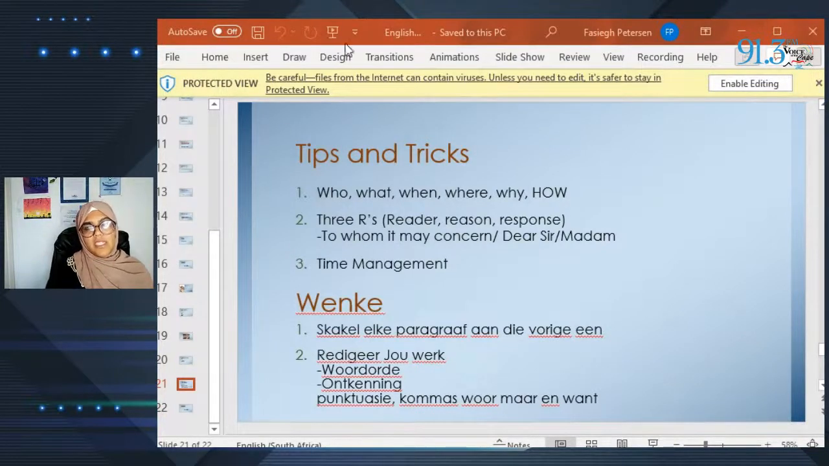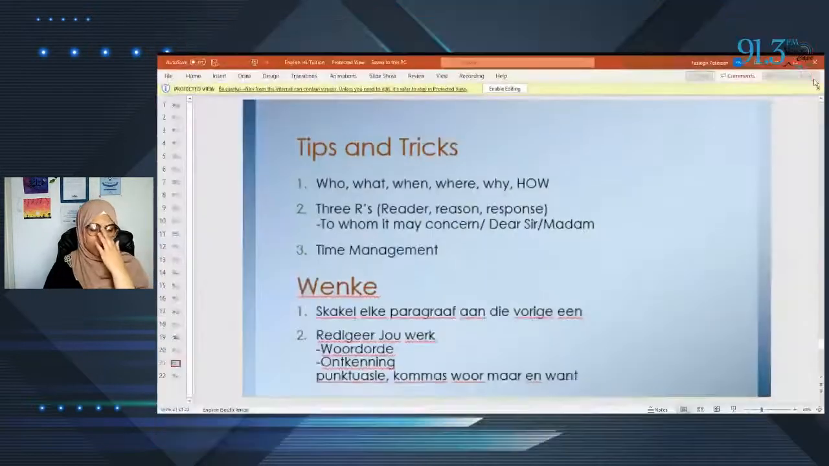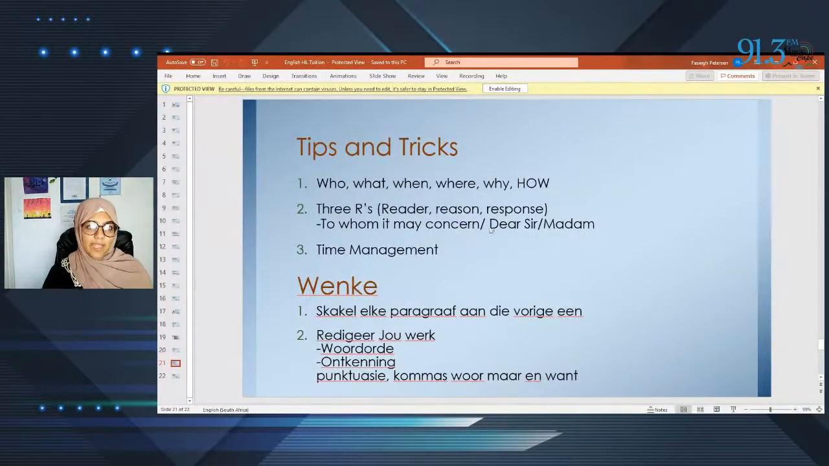So this happens because when you use maar en want, you are giving substantiation, right? So when you do substantiations, you do: ek het nie gekom nie, maar ek wou daar gewees het. Before that maar, you have a comma because you pause, because you're giving substantiation, a reason, right?